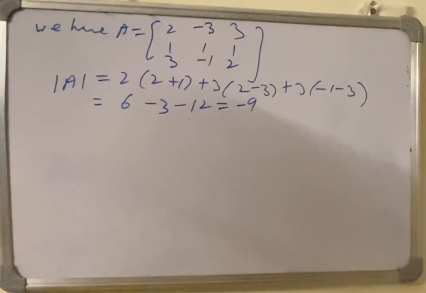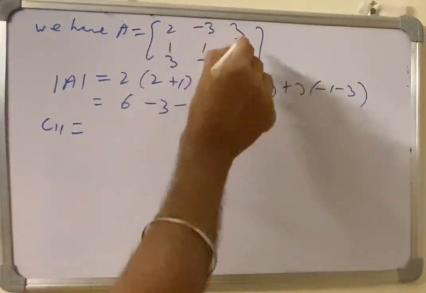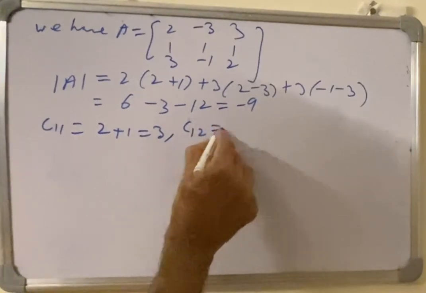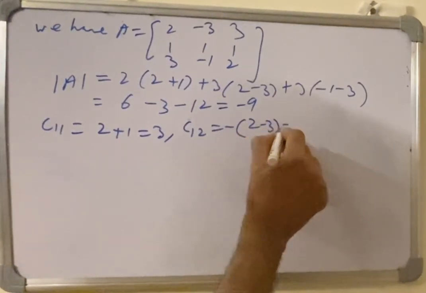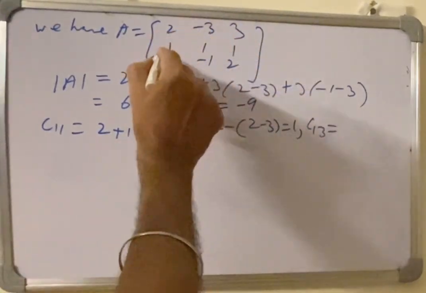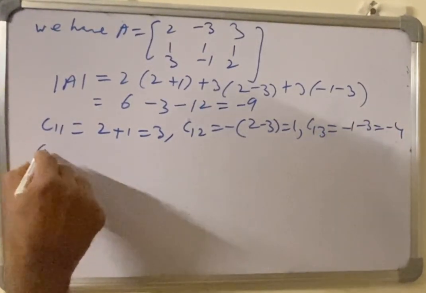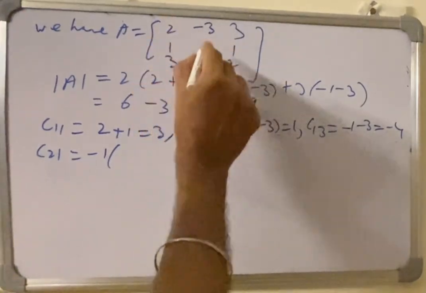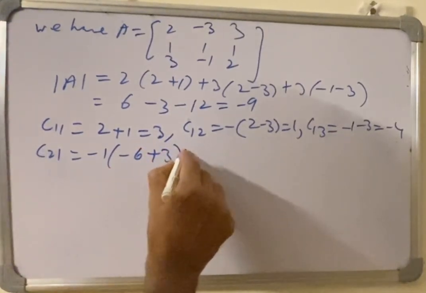Then we find cofactors. First of all, we find cofactors of the first row. C11 is 2 plus 1, 3. C12 is equal to minus (2 minus 3), it is 1. C13 is the cofactor of the third element, it is minus 1 minus 3, it is minus 4. Then second row element cofactors: C21 is minus 1 into (minus 6 plus 3), which is equal to 3.